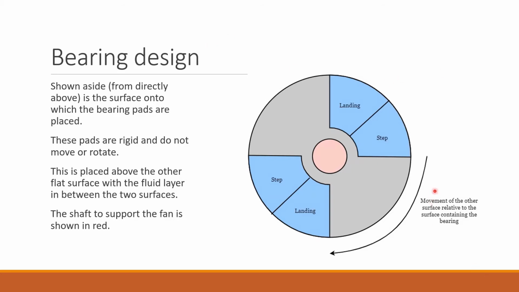So what I've just indicated here is that this will be resting on top of the other surface, and relative to this surface here, the other surface will be moving in this direction. So the fluid as well. So it's going to pass over the landing first and over the step, and that's where the pressure is being generated, and that's what's causing the support. And also the shaft is shown here. So this is what the fan is going to be attached to.